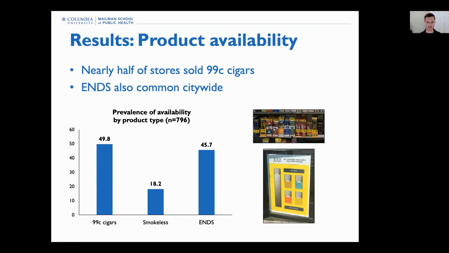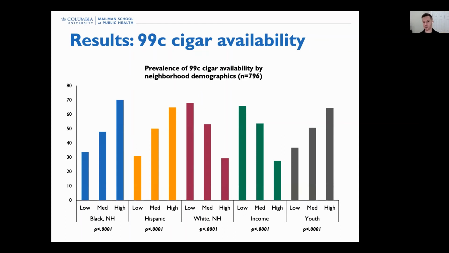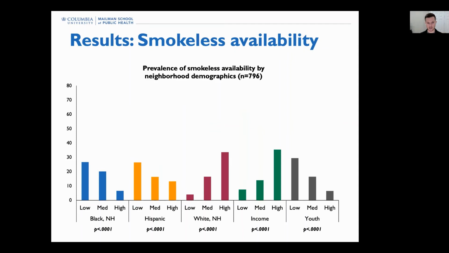But, and this is kind of what we expected, there were differences based on neighborhood demographics. I'll go through them quickly because they really mirrored what we saw for advertising. When it came to 99-cent cigar availability, they were very accessible in largely Black neighborhoods. In the highest third of neighborhoods, based on percentage of Black residents, about 70% of retailers carry these inexpensive cigars. We also saw that availability was higher in largely Hispanic or Latino neighborhoods. The opposite was true for largely white neighborhoods and high-income neighborhoods.